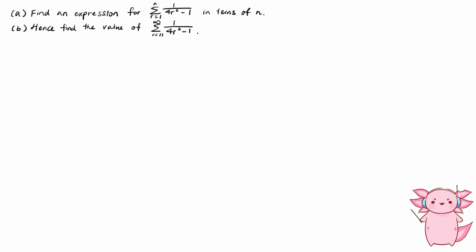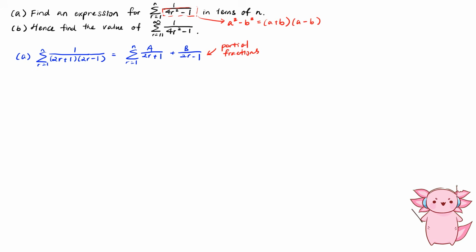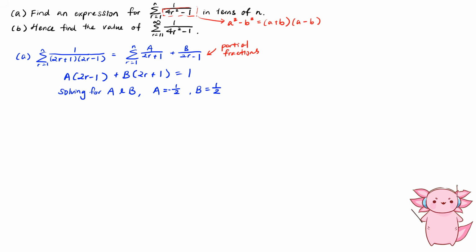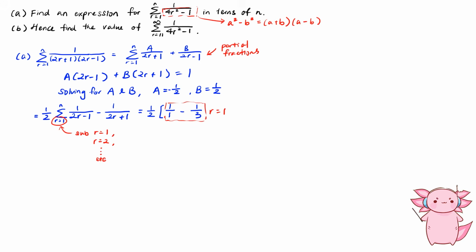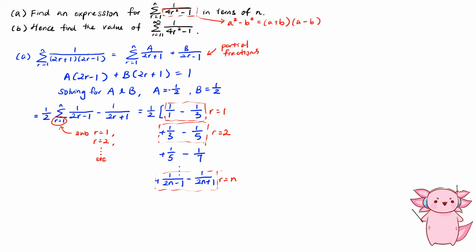Now for this question, we can first notice that the denominator is in the a squared minus b squared form, so let's rewrite it. And we try to split this up into partial fractions like this, which you'll see why in a minute. So after constructing the equation and solving for a equals -½ and b equals ½, we can factorize the half outside of the summation, and let's try putting r equals 1 inside, which gives us 1 over 1 minus 1 over 3. And for r equals 2, it gives us 1 over 3 minus 1 over 5 up to r equals n, which gives us 1 over 2n minus 1 minus 1 over 2n plus 1.